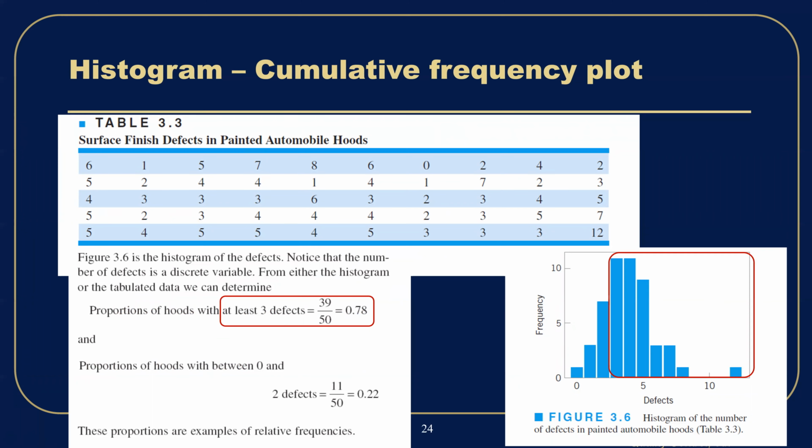Using the histogram, we can easily calculate the proportion of observations that fall into a certain range, like this. You can pause the video and read in detail.